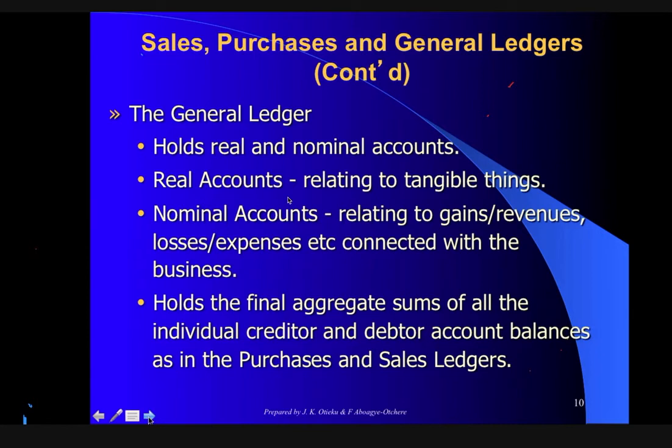And then in the general ledger, you also find the aggregate sums of all the creditor and debtor account balances. You remember that when I was talking about the debtor and creditor account balances, I told you that at the end of the day, you sum up all the individual ones you are seeing under the sales, under the purchases, and then the totals for all your customers. So customer A, customer B, customer C, customer D. At the end of the day, you sum up all these customers and how much they owe you. And that total is what will go into the control accounts under the general ledger. Are we okay?